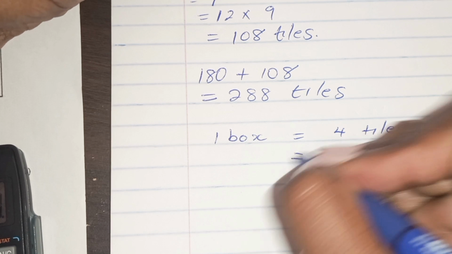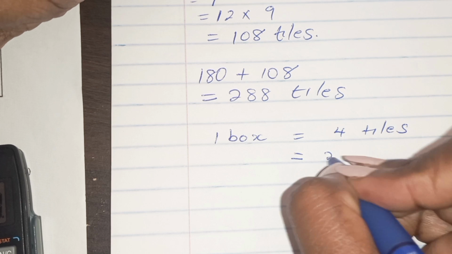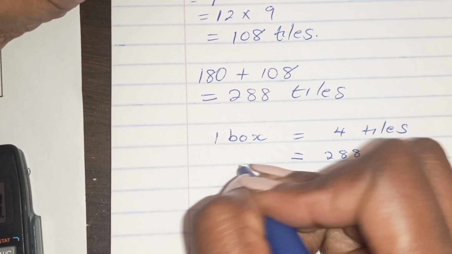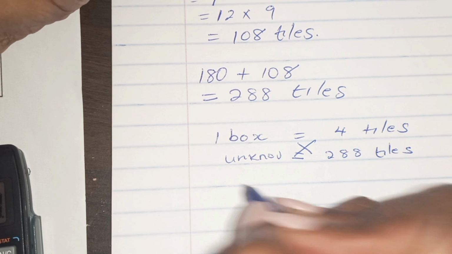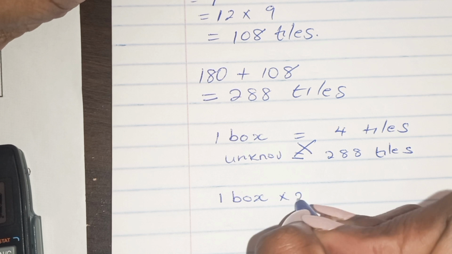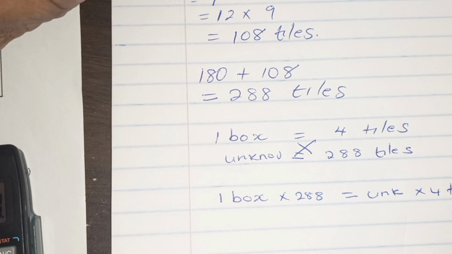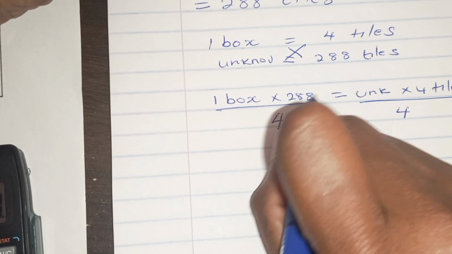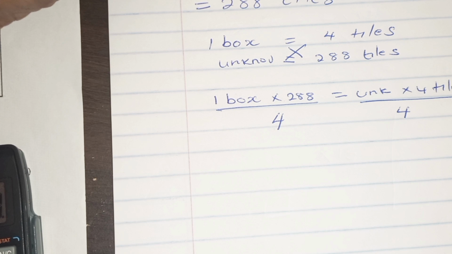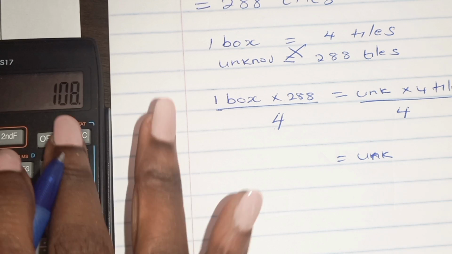Like I said before, you don't have to do this cross multiplication thing. That's just how my brain thinks. So I have 288 tiles, and I need to put them in how many boxes. Then I cross multiply. 1 box times 288 is equal to unknown times 4 tiles. Then I divide by 4. You could have just said 288 divided by 4, and you would have gotten the same answer. But I do not know how to do that, so I do it this way.